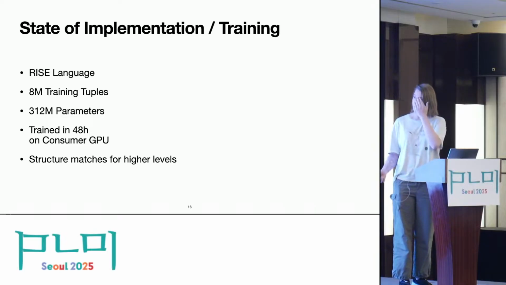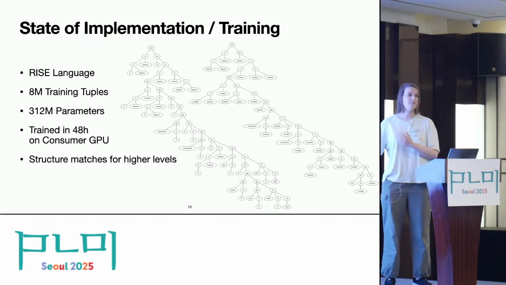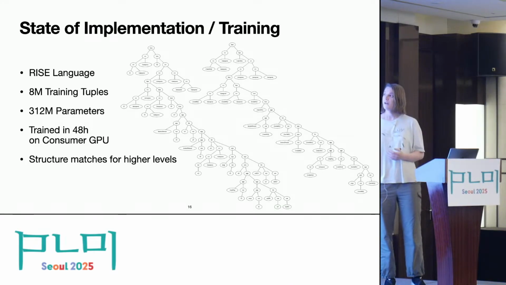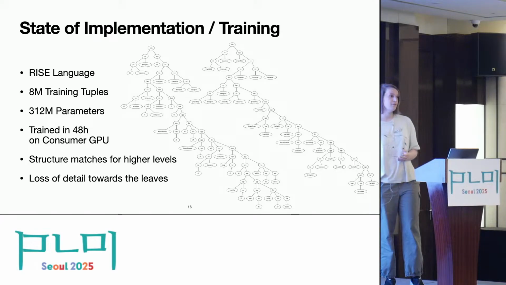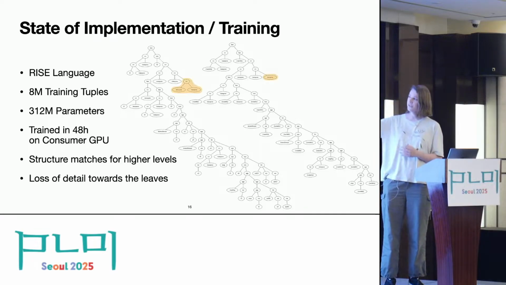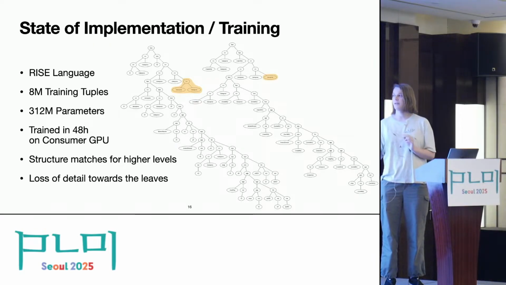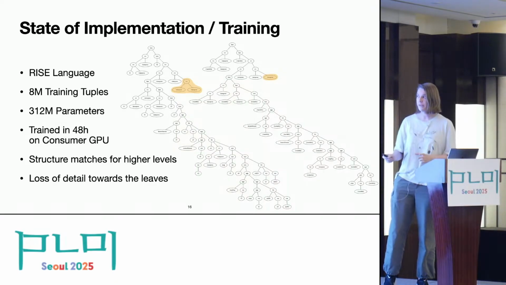So what we see is that the structure matches for the higher levels. So these are, for example, 2 ASTs that we have here. On the left side, we have the ground truth of the guide, and on the right side, we have the generated one. So in the higher levels, we still have smaller mistakes. And again, we are in a relatively small model yet.